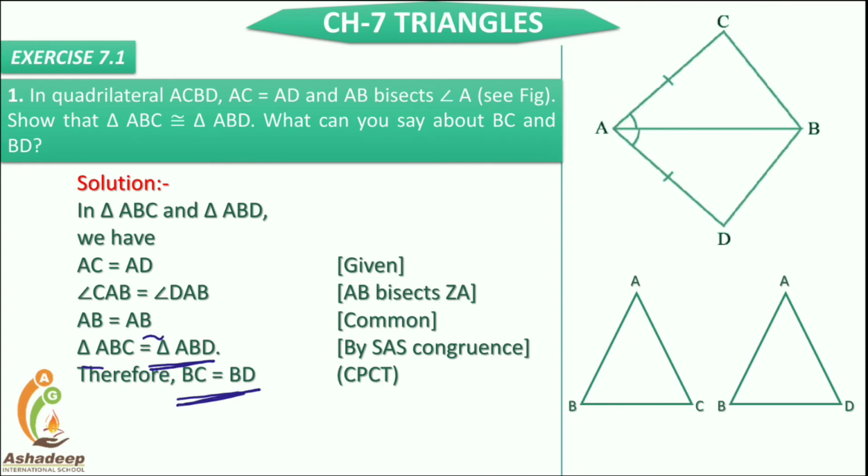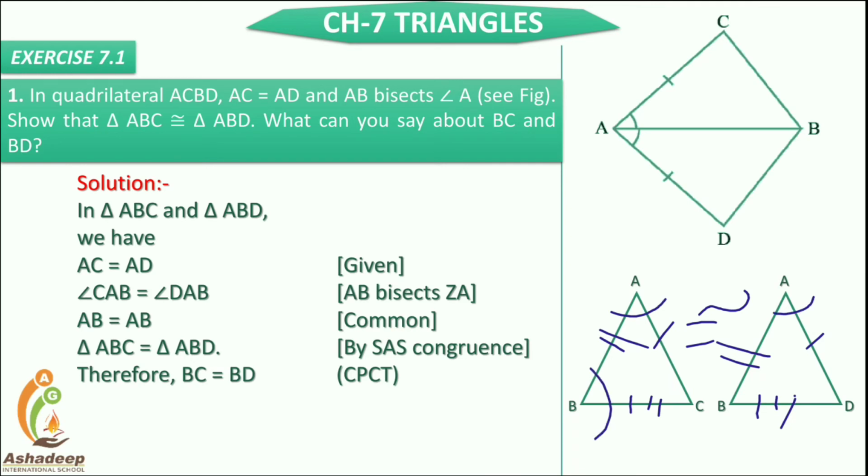So here it is asked what you can say about BC and BD. We can say BC and BD are equal. How? With the help of CPCT. What I said is, once you prove any two triangles congruent, then we can say the corresponding sides are equal, corresponding angles are equal: A equals A, B equals B, and C equals D. Right? Now let's move ahead.